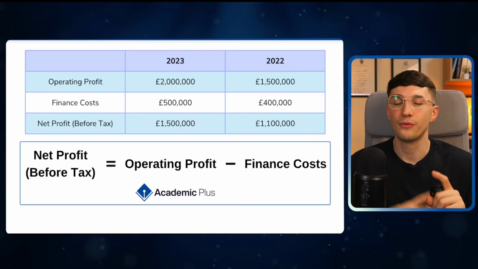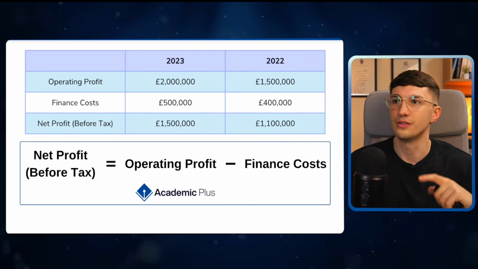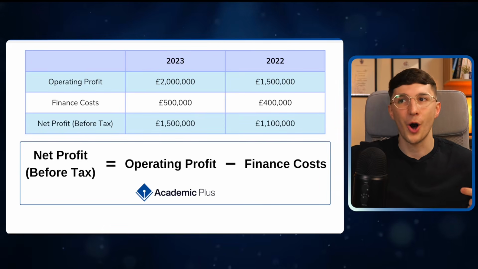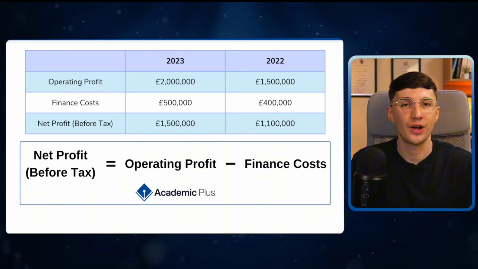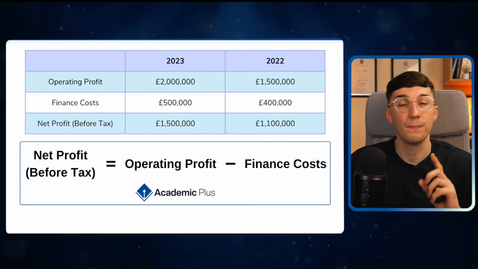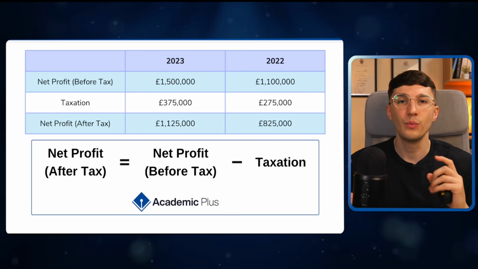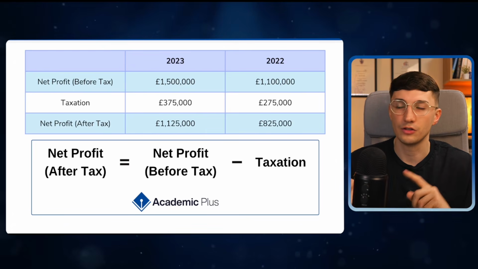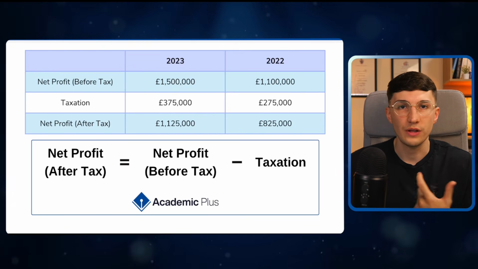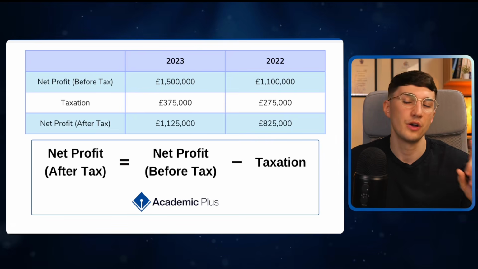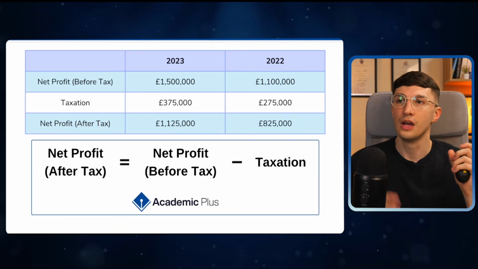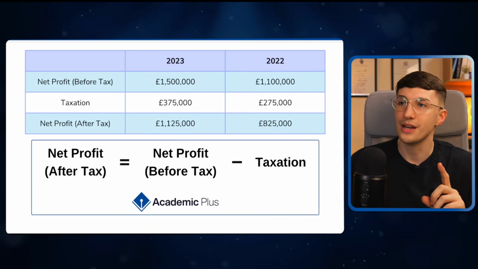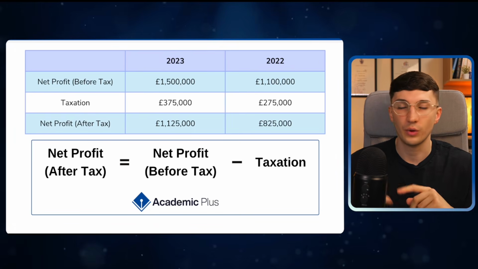And then we do the net profit before tax. So we're not deducting tax at this point. We would do our operating profit minus your finance costs. In this situation, operating profit is 2 million, finance cost is £500,000, which would give me a net profit before tax of 1.5 million. And then we do the net profit after tax. As we said, corporation tax in the UK at the moment is around 25%. So we figure out what 25% is of our net profit before tax, which is going to be £375,000. So we do 1.5 million minus £375,000, which would get me a net profit after tax of £1,125,000.